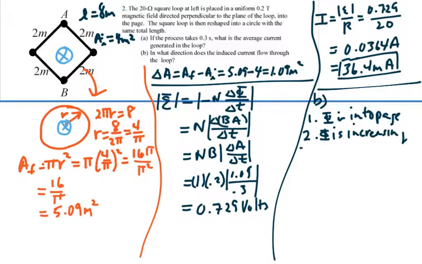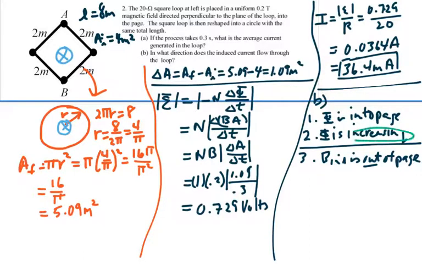Since the flux is increasing, third question is, what is nature's response to this? It wants to oppose that increase that's going into the page, and hence it wants an induced field that is out of the page. Our answer to 3 is going to be exactly opposite direction to our answer to 1 if our answer to 2 is increasing. And it'll be the same direction as 1 if our answer to 2 is decreasing.